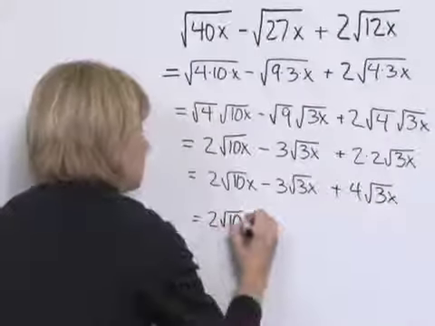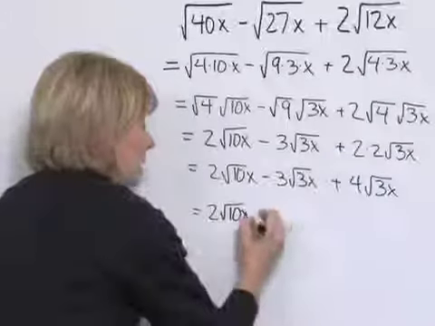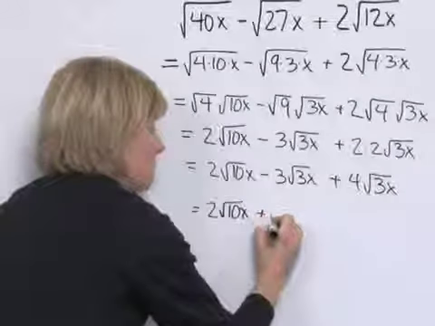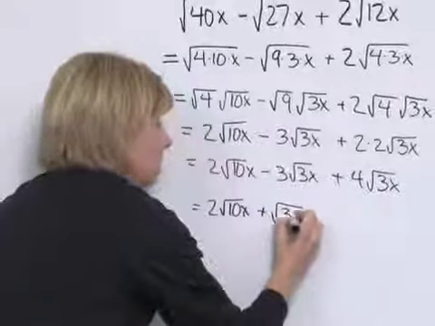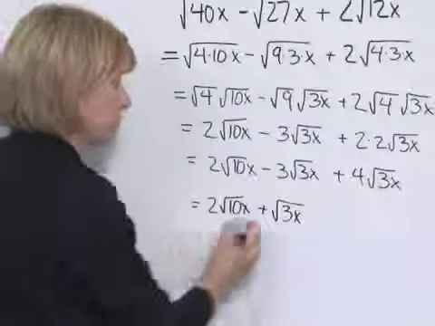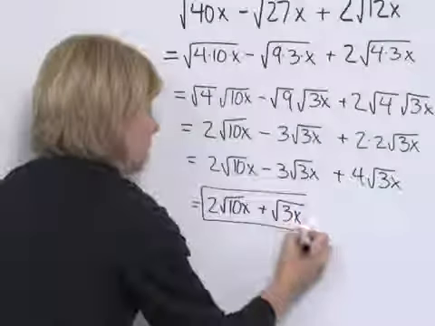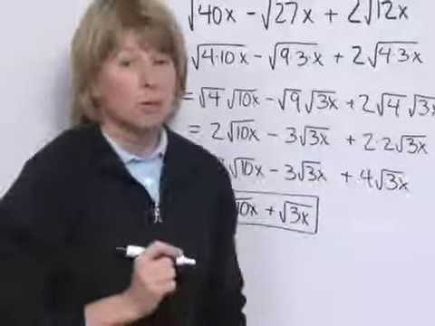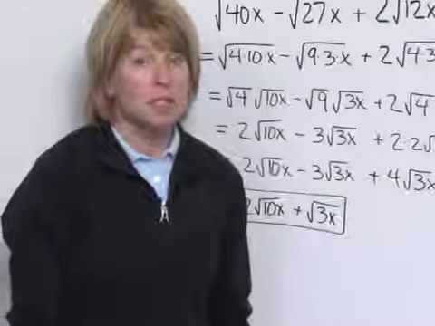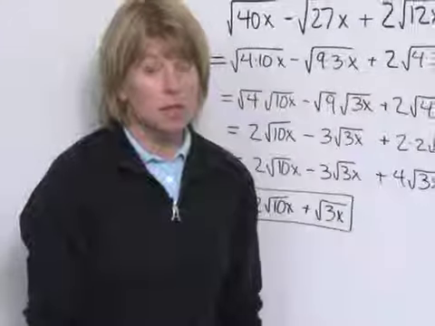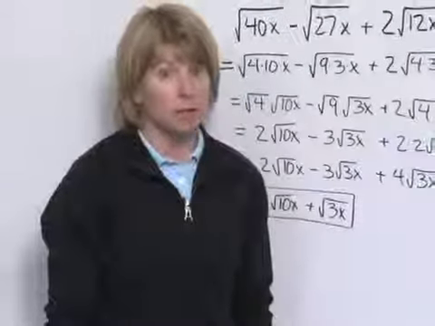Our first term just remains the same. It can't be combined with anything. And here's our 1 square root of 3x. So remember, when combining radicals, you first need to simplify the radicals to then see if you have any like radicals that you can add or subtract together.